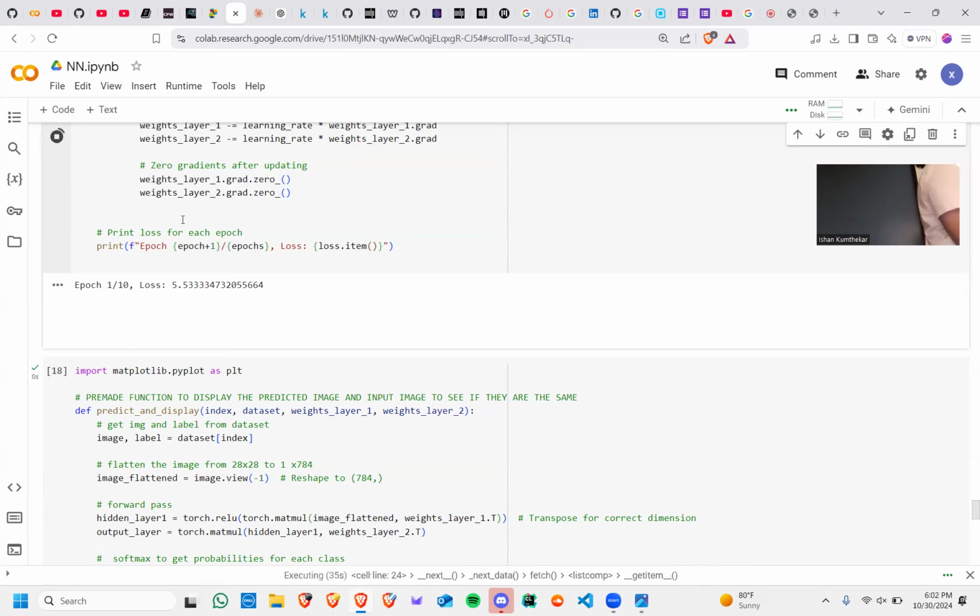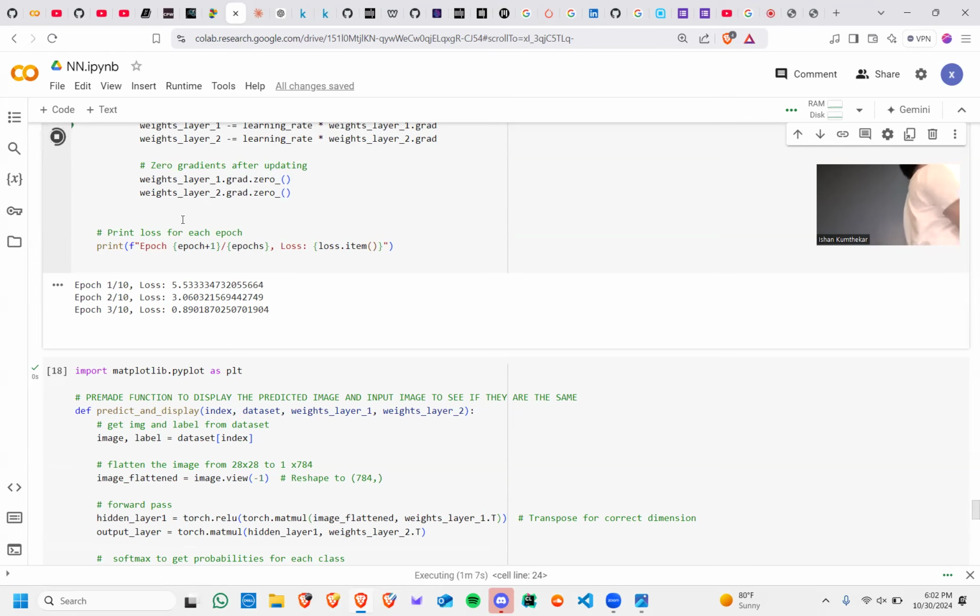The loss essentially gave you how far away your predicted output was from the true output. You called dot backward on it, and after you called dot backward, what you got was all of the gradients with respect to the loss function. Then you updated the weights in the direction of minimized loss. And then you did this for many different examples and for 10 epochs. As we can see, after the first epoch, the loss was 5. After the second epoch, the loss is somewhere around 3. Wow, it came down to like 0.89.